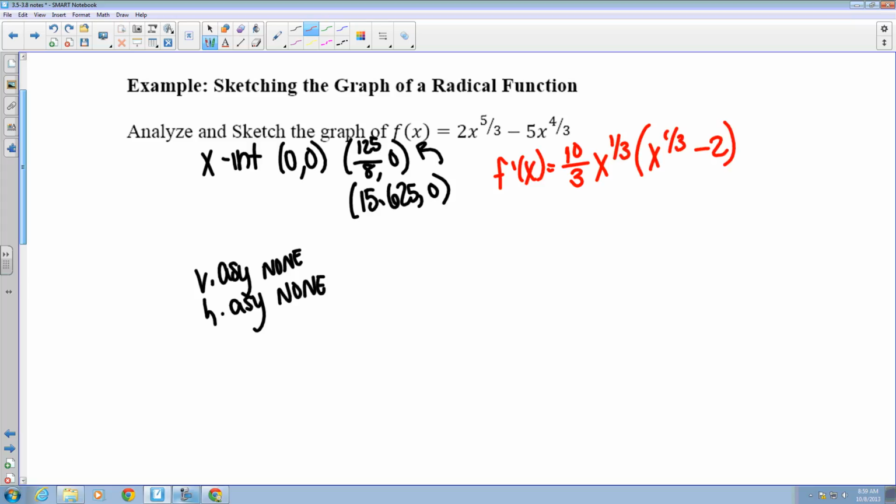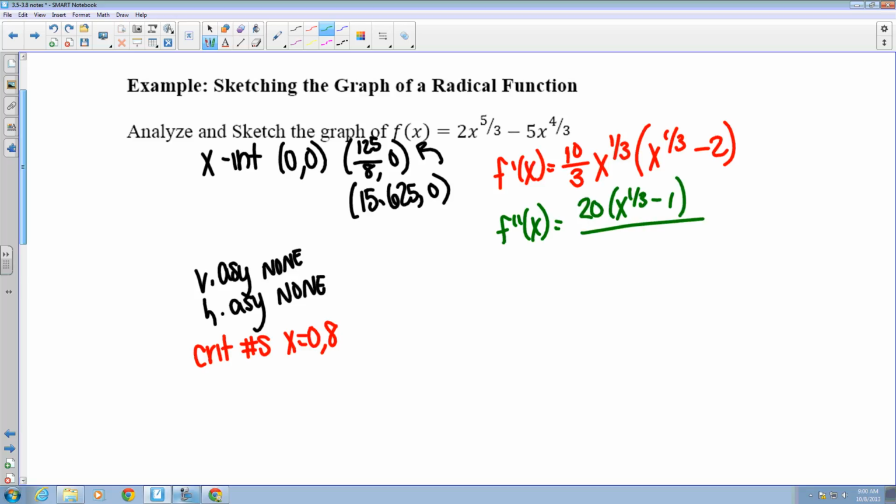So from the derivative, our possible critical points are at 0 and 8. And then our second derivative is 20 times x to the 1/3 minus 1 over 9 x to the 2/3. And our possible points of inflection from there are at 0 and 1. So for our chart, we need to test 0, 1, and 8 in our intervals.